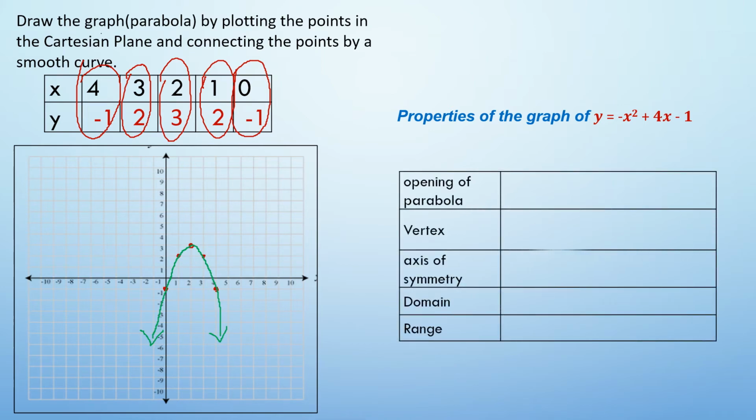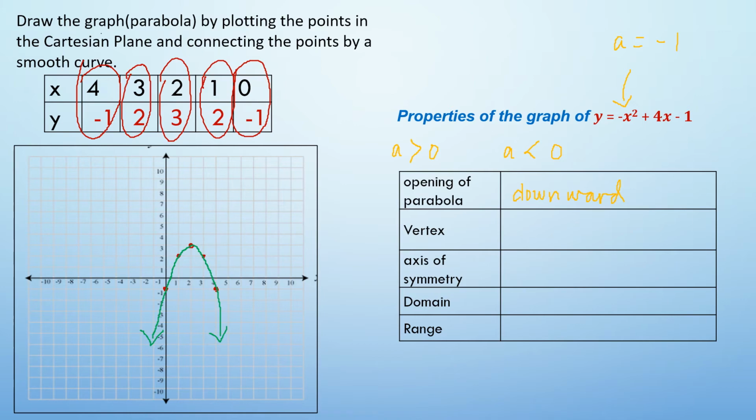So let's have the properties of the graph of y is equal to negative x squared plus 4x minus 1. So what is the opening of the parabola? So the parabola opens downward. Remember that if a is greater than 0, the parabola opens upward. If a is less than 0, the parabola opens downward. So in the given function, the value of our a is negative 1. So as you can see in the graph, it opens downward.